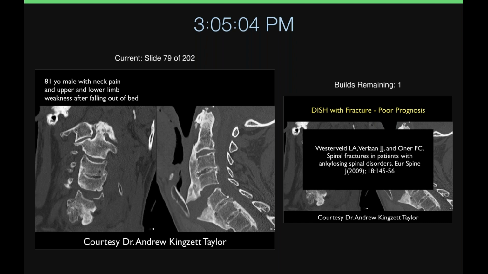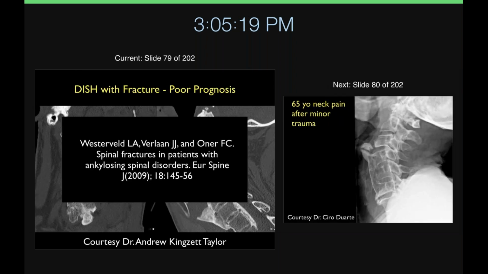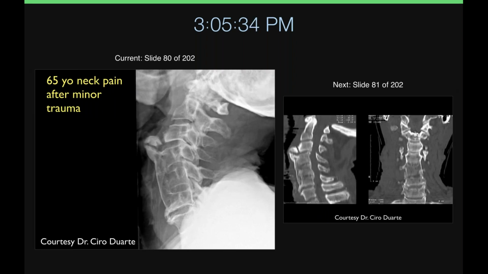Neck pain, upper and lower limb weakness, abdomen. This also looks like DISH and clearly a fracture. Yeah. So this is a fracture again through DISH, in this case near the cord. And patients with these kind of lesions really do have a poor prognosis. They don't heal very well, and you tend to get a lot of neurologic damage when you have these kind of fractures. Okay, Shiv.